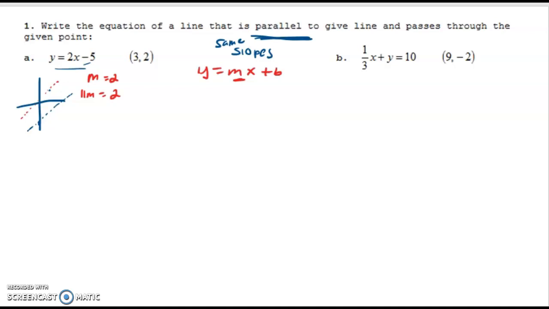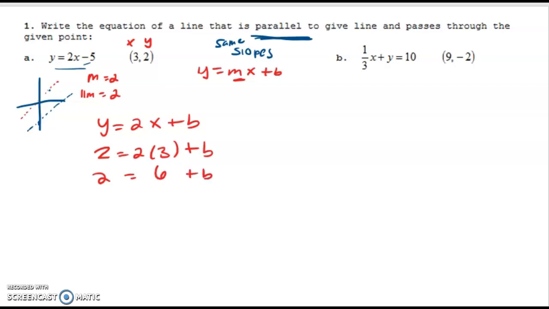So if I think this equation, the red one, is y equals 2x plus b, okay, I got the 2 from the parallel lines. I can plug in this point because it has to be on this line. And I'm going to do 2 equals 2 times 3 plus b. Okay, so 2 equals 6 plus b, minus 6 over, minus 6 over.